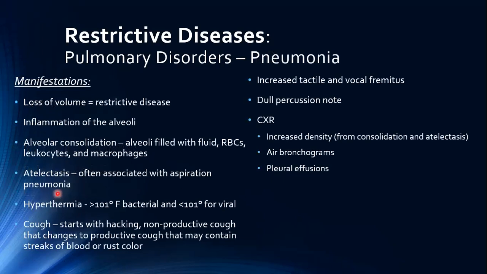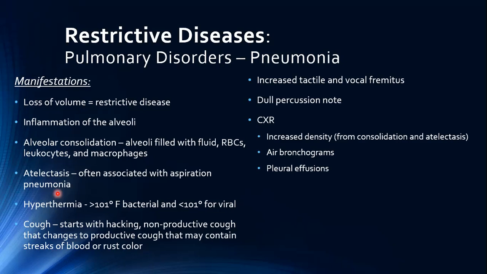And this is the last one, pneumonia. Pneumonia is the last restrictive disease under the pulmonary category. Pneumonia will manifest as a loss of volume, restrictive disease, of course, inflammation of the alveoli. Basically, you need to know that pneumonia can be either bacterial or viral, okay? Usually there's a fever, also known as hyperthermia or febrile. A fever greater than 101 is usually bacterial, and less than 101 is viral.